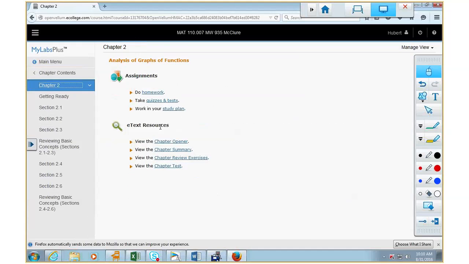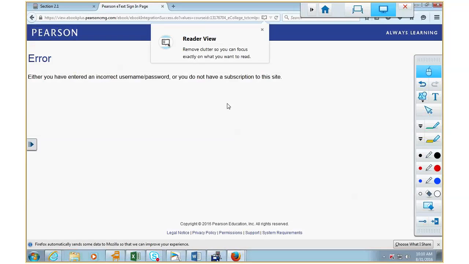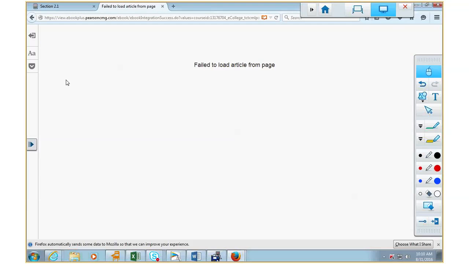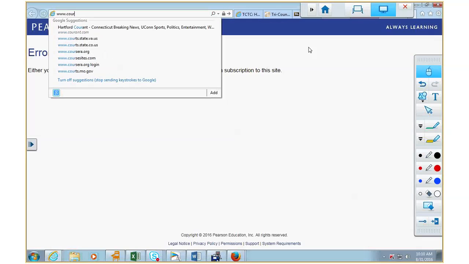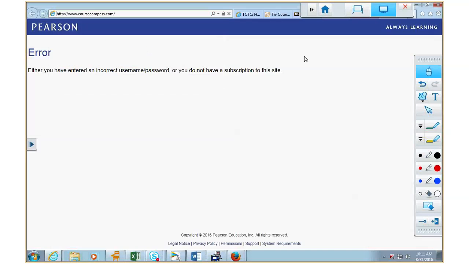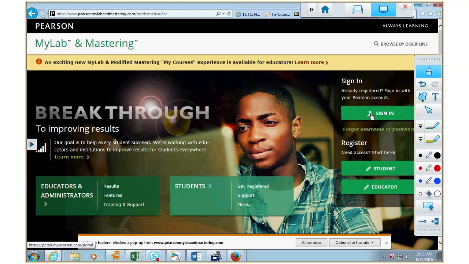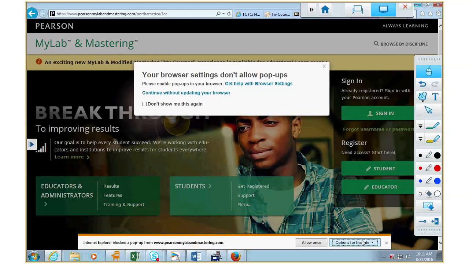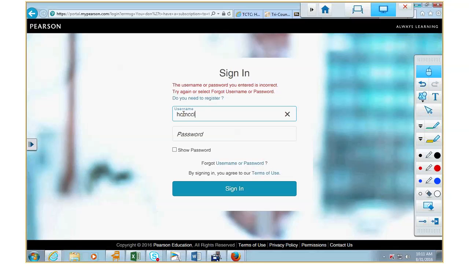2.1. Okay, something's wrong. "Remove clutter so you can focus exactly on what you want to read." What clutter? Something's wrong. Okay, well, there's more than one way to skin a cat. I'm going to try one more thing. This is the way we used to do things. You remember this? Okay, can you let me sign in now? Now if I can remember.